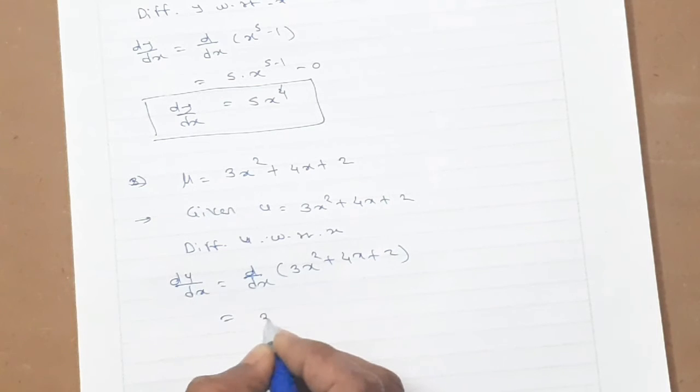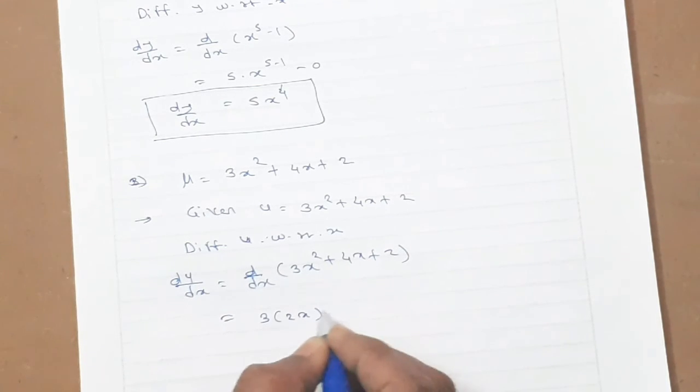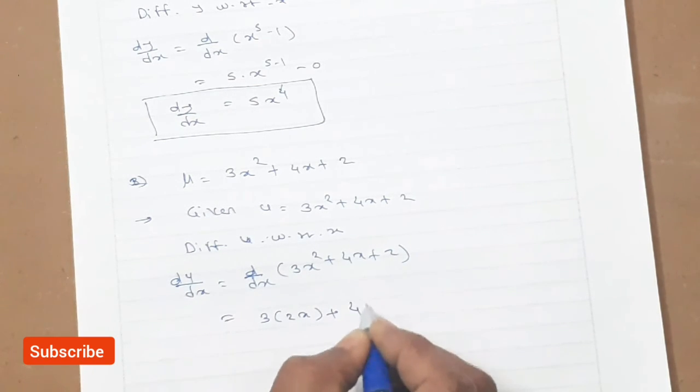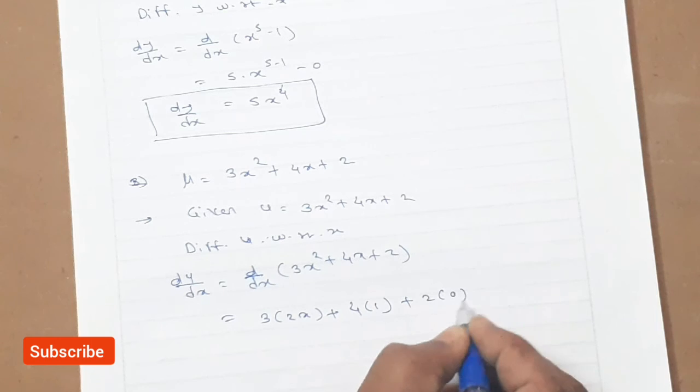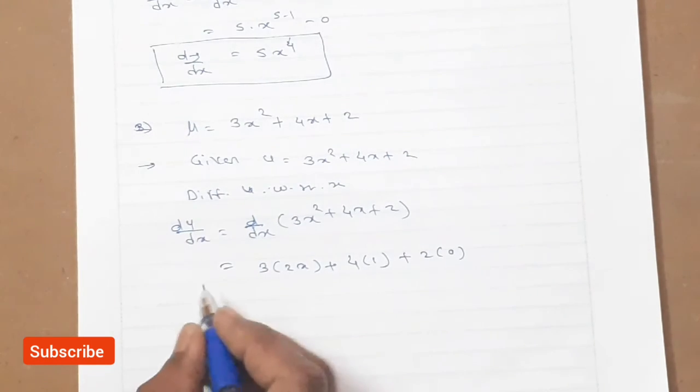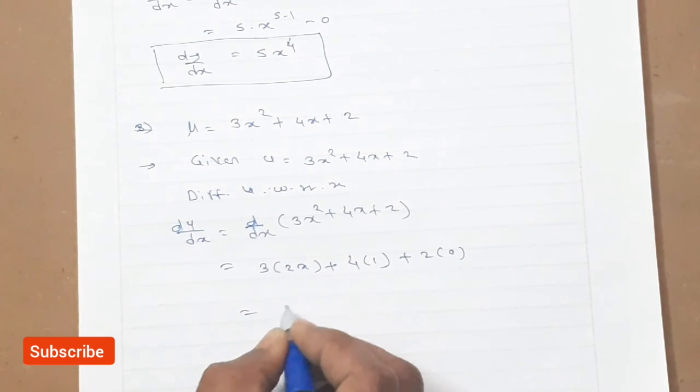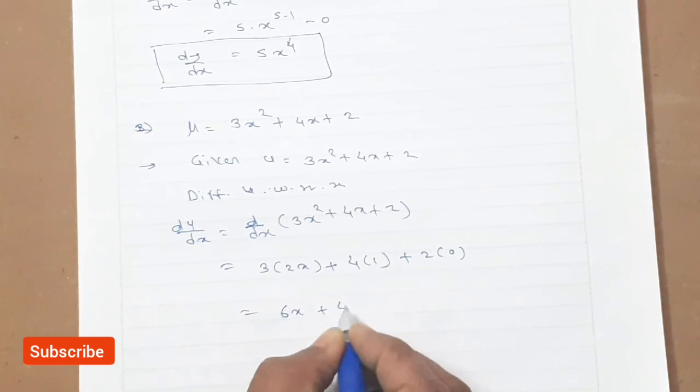So 3 into the derivative of x to the power of 2, which is 2x, plus 4 into the derivative of x, which is 1, plus the derivative of 2, which is always 0. Okay, so the final answer will be 6x plus 4.